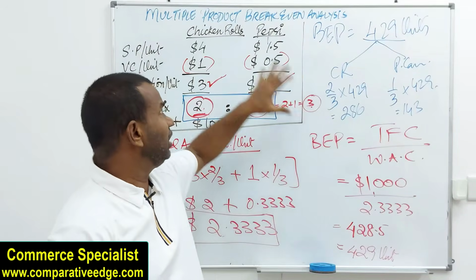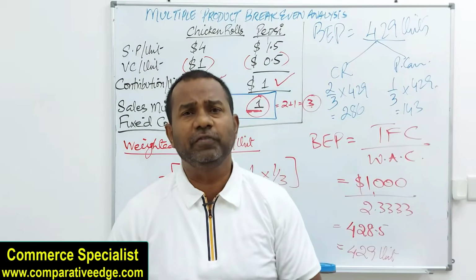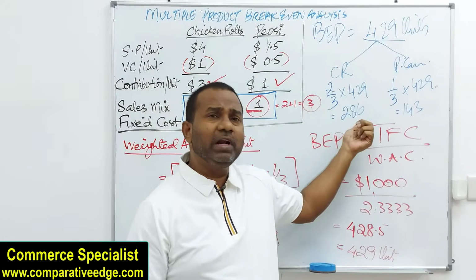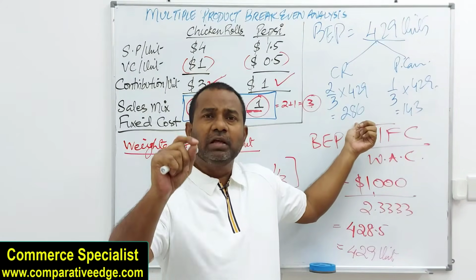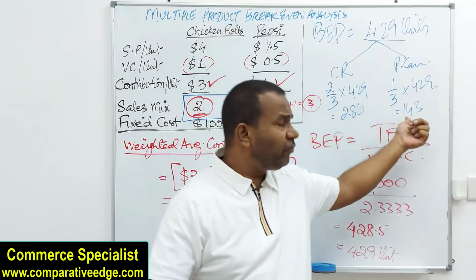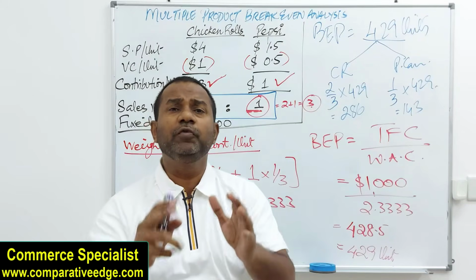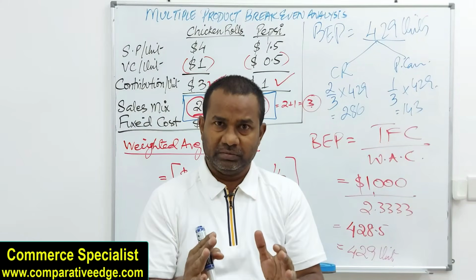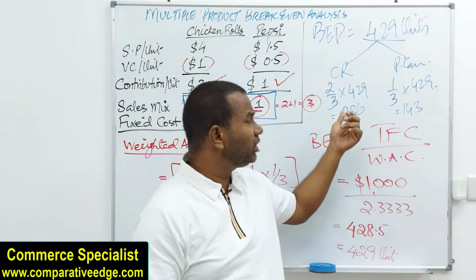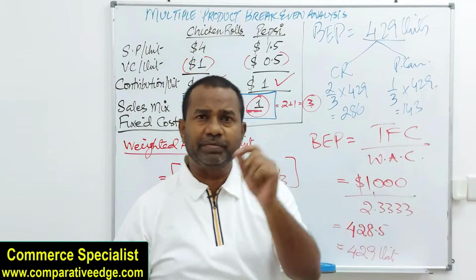In our calculation earlier, when I gave you the old example, there was a minimum of 250 units. This multiple product break even: 286 units every month, 286 chicken rolls every month you need to sell, 143 Pepsi cans every month, the minimum you need to sell if you want to break even. But if you want profit, make sure you're selling more than 286 chicken rolls and more than 143 Pepsi cans.